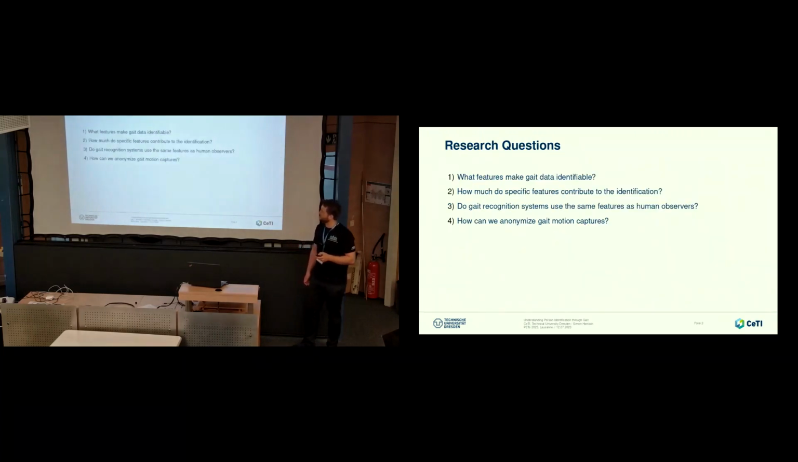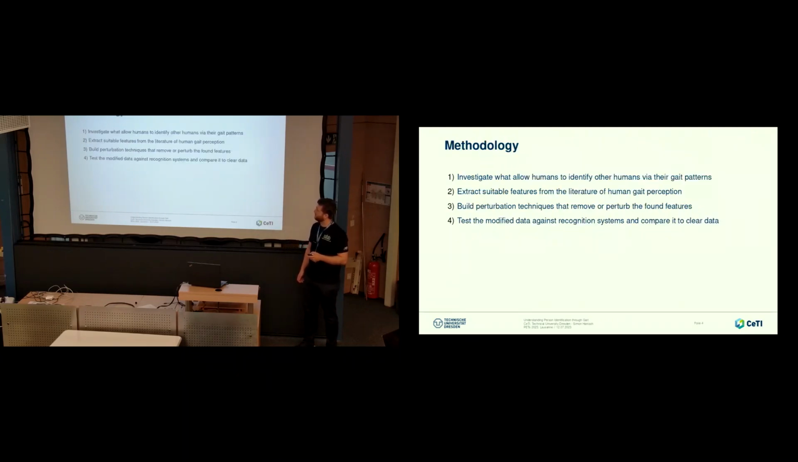And our research question was, what are the features in Gait which make it identifiable? How much do they contribute to the identification? Do the Gait recognition systems we have today work with the same feature set that human observers use? So there's been a lot of work in psychology. They looked at how humans recognize people from their Gait, and then, of course, what would we need to anonymize Gait in the future?